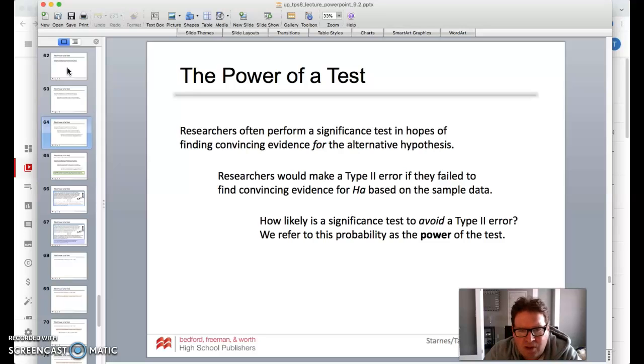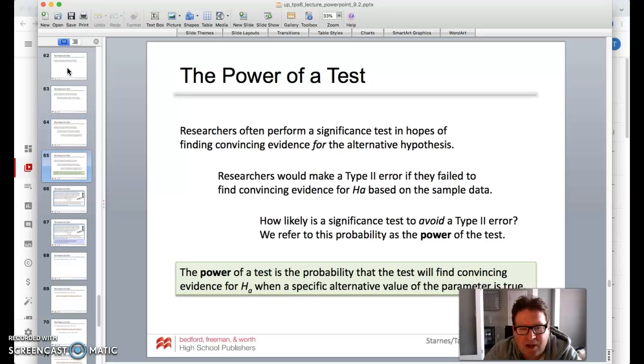We refer to this probability as the power of the test. Now, the power of a test is the probability that the test will find convincing evidence for the alternative hypothesis when the specific alternative value of the parameter is true.